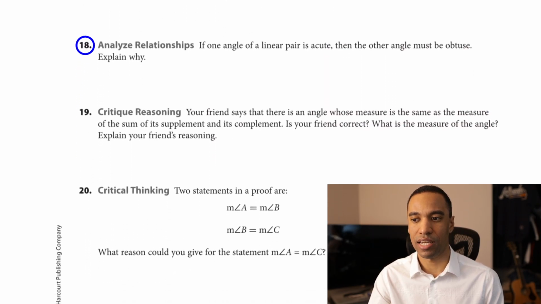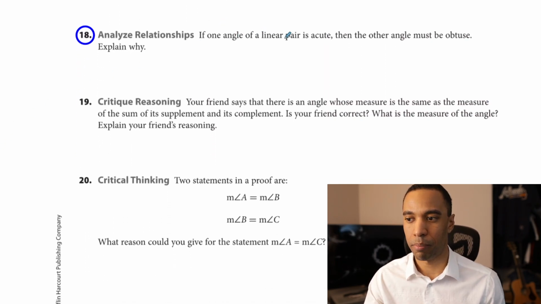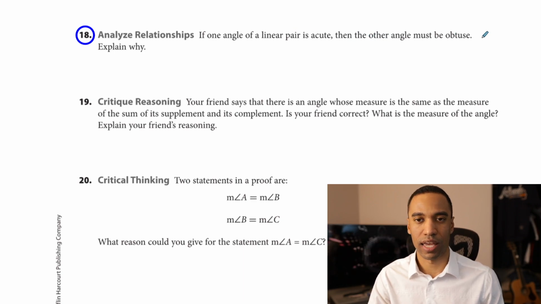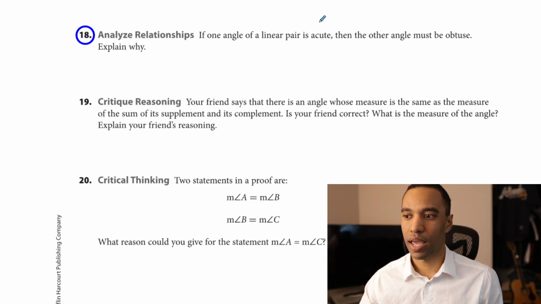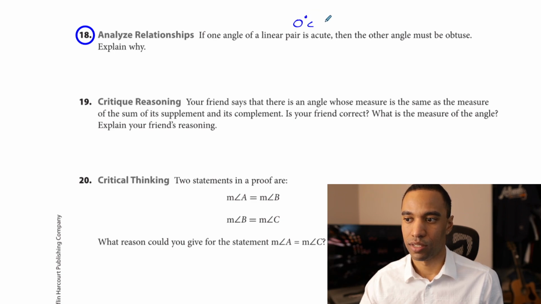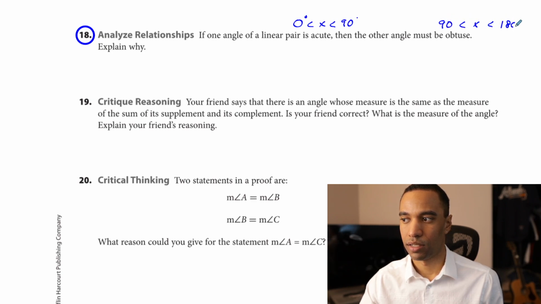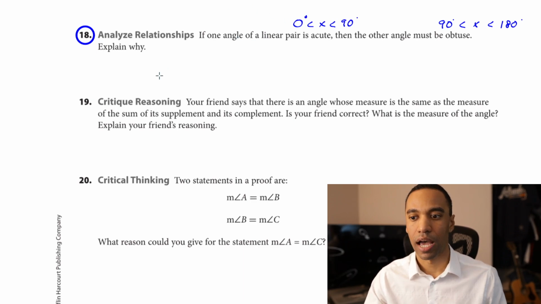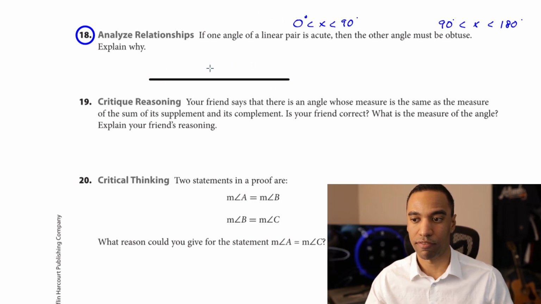It's this number 18. If one angle of a linear pair is acute, then the other angle must be obtuse. Explain why. Okay, an acute angle is less than 90 degrees, and an obtuse angle is between 90 and 180. Now they're telling us to explain why that happens when you have a linear pair. I'm going to first give the visual and I'll see if I can type it out.